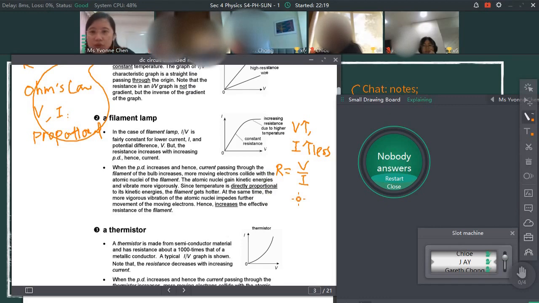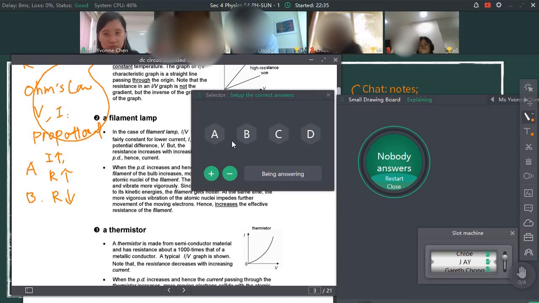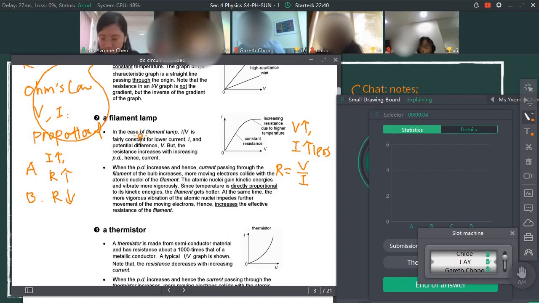Okay, so I give you two options. A: as I increases, R increases. B: R decreases. Please think about it. Okay, you can answer the question now. Think about the filament lamp, this particular resistor or conductor: as the current increases, what happens to the R? Does the R increase or decrease? Think about it.